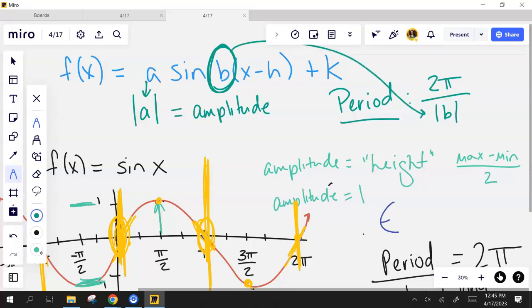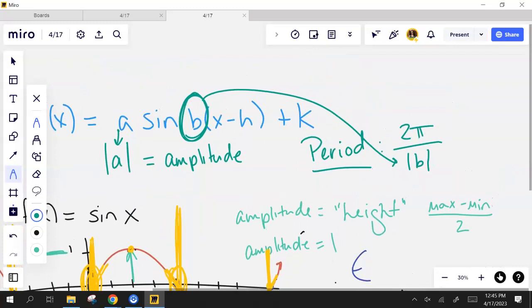Absolute value of A is going to be my amplitude. And remember, I'm doing the absolute value because the negative is just going to reflect it one way or the other. Everybody okay? All right. Horizontal shifts and vertical shifts are exactly the same as what they were. H and K do that, as they always have. Horizontal shift, again, opposite sign, right?